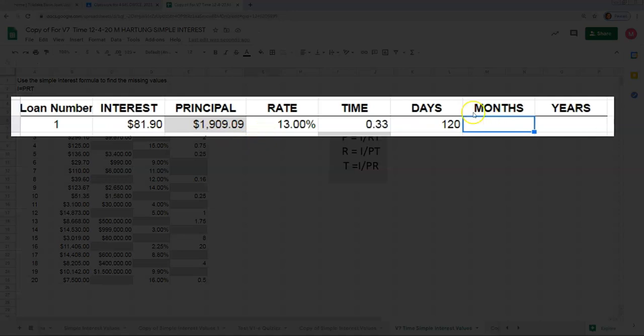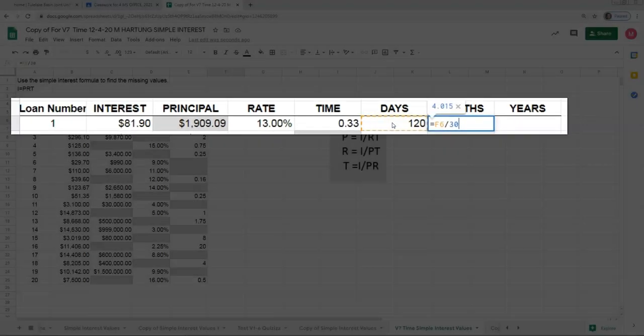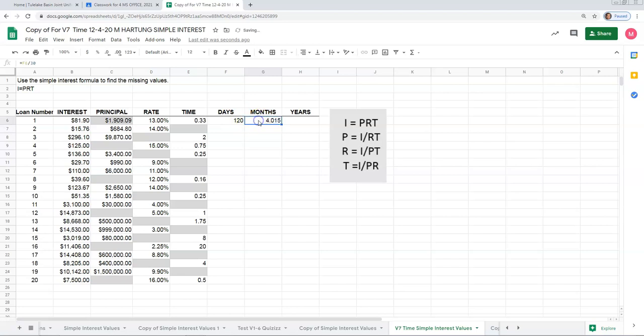How many months would that be? Well, because we've already calculated the days, we could take the number of days and we'll divide it by 30. And then we'll go ahead and round that value. 4 months. And the number of years, we'll just simply equal sign and click on that value that is already in terms of a year.